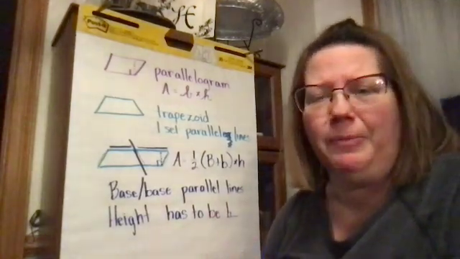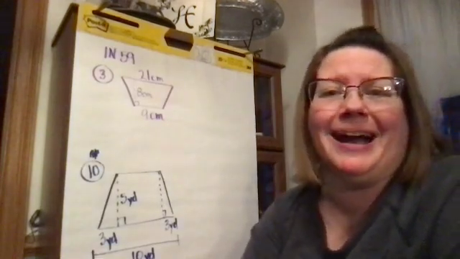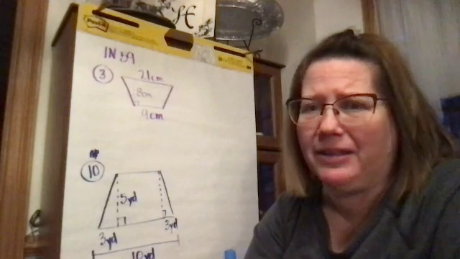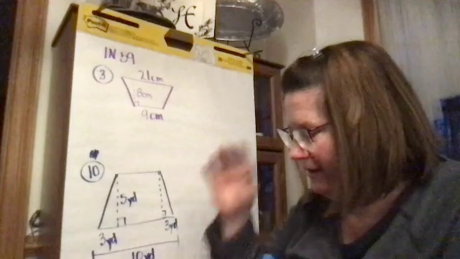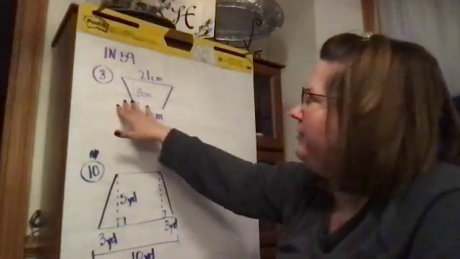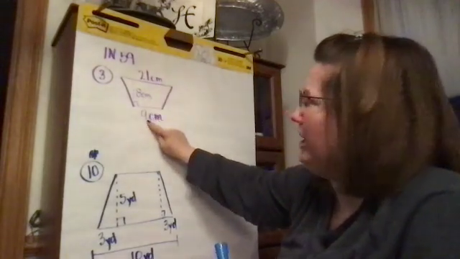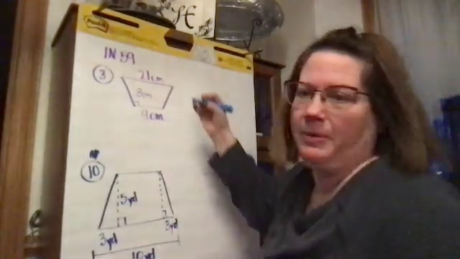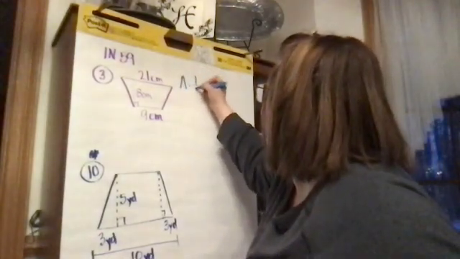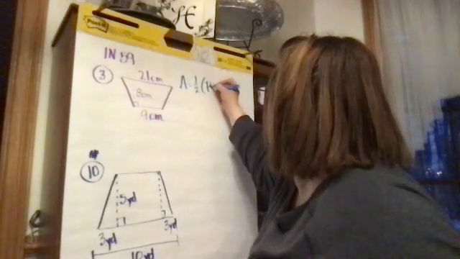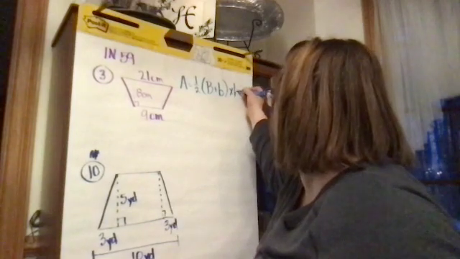Okay, we're going to try a couple practice problems now. Okay, in our book, we're on page IN59, and that's at the very back of the book. I attached a picture to our e-learning lesson today, so I hope that will help. But the first one I have written down is number 3, and it has 21, 8, and 9 listed. So the first step I'm going to do is always write down the formula. Area equals 1/2 the big base plus the little base times the height.